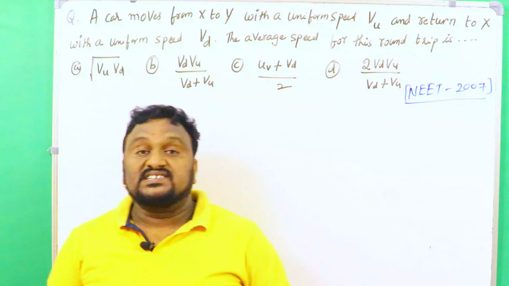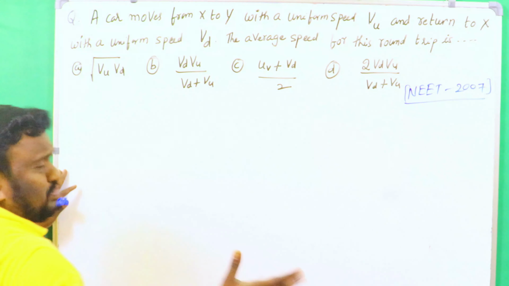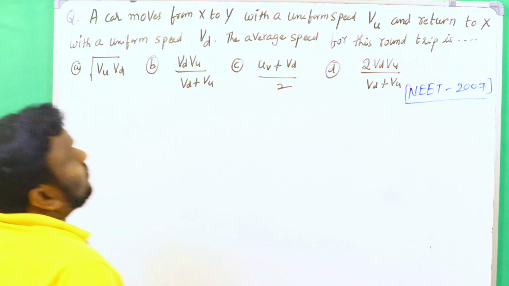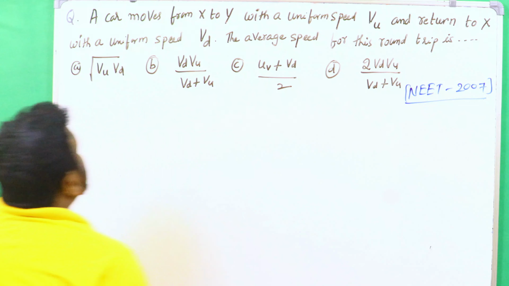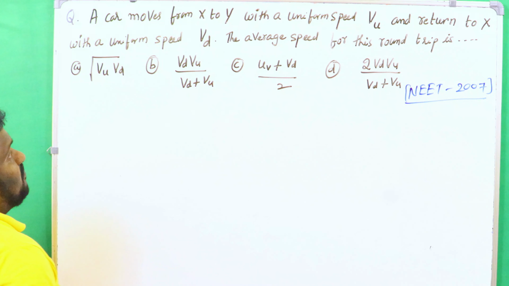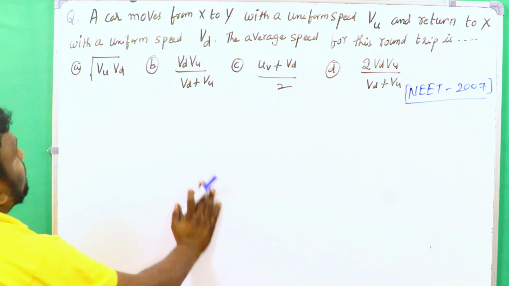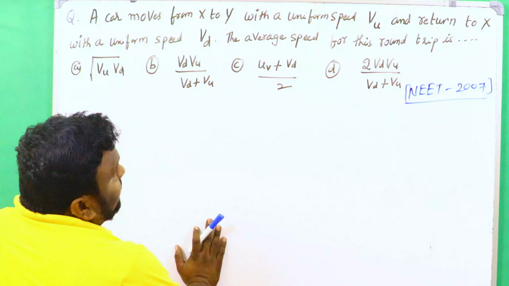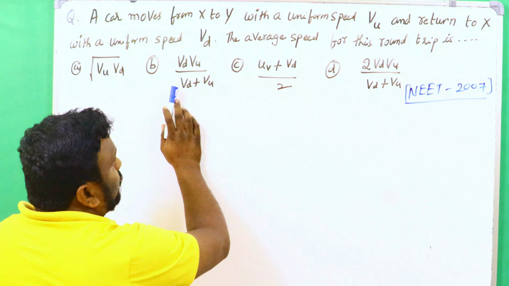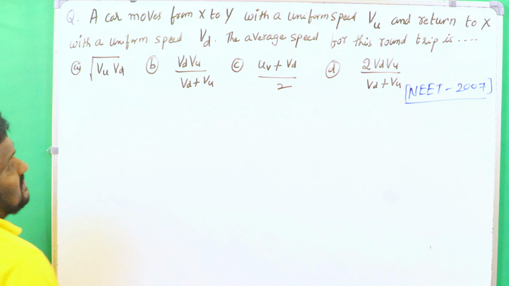Clear? Let's discuss one important problem that was given in NEET 2007. This is also important for all competitive exams. Look here, the problem is like this. A car moves from X to Y with uniform speed VU and returns to X with a uniform speed VD. The average speed for this round trip is: the options given are under root of VU VD, VD by VU, VD into VU by VD plus VU, VU plus VD by 2, and 2 VD VU by VD plus VU.